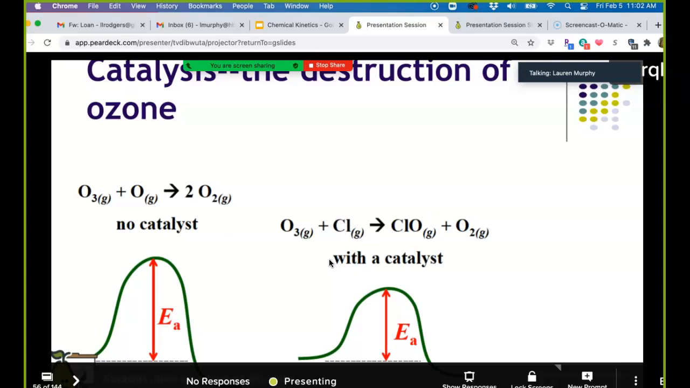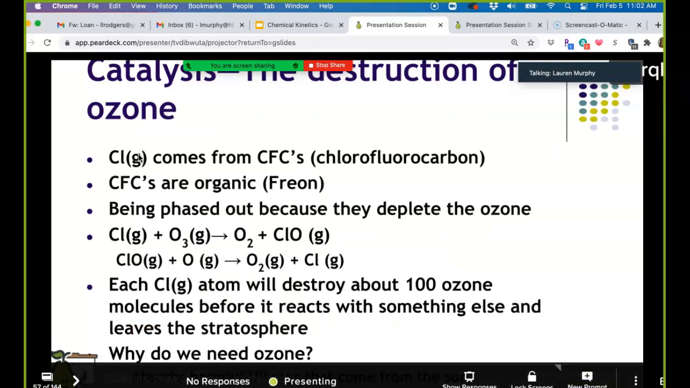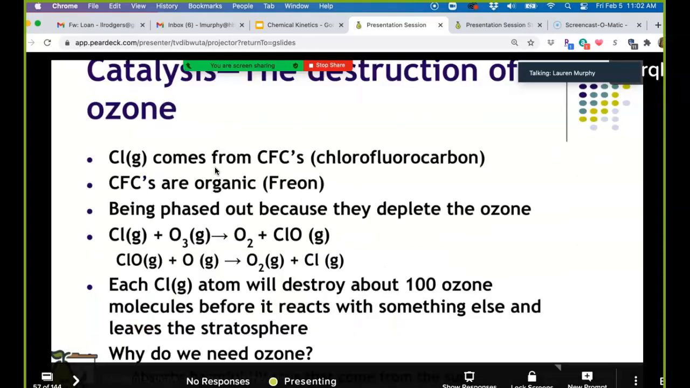And you always go, well, okay, if ozone is being converted to oxygen gas, why is this so bad? Because oxygen gas isn't bad, right? We breathe oxygen gas. So those Cl atoms, and again, it's a homogeneous catalyst. Why? Because it's a gas, and ozone's a gas, so they're the same state of matter. They come from Freon and all those things that they try not to use anymore, like in refrigerants, because they get released in the atmosphere and they break down the ozone.